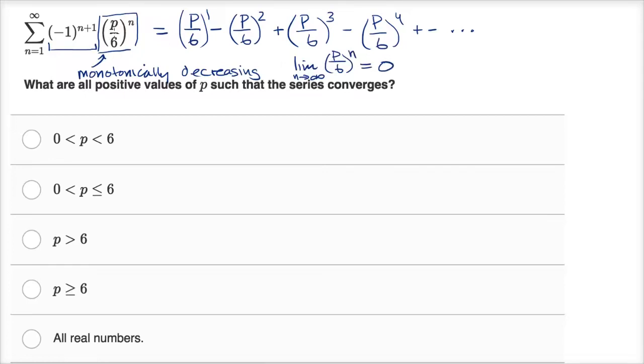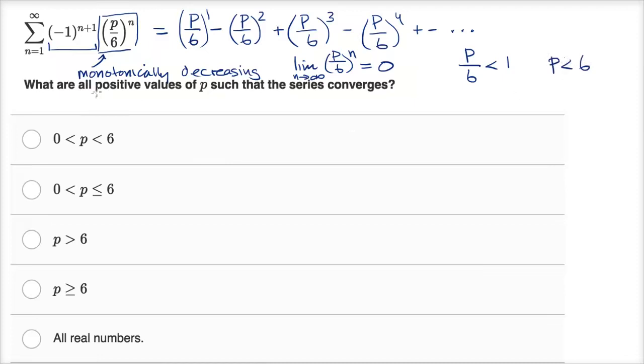Well, to meet either one of those conditions, p over 6 has to be less than 1. If p over 6 was equal to 1, if, for example, p was 6, then we wouldn't be monotonically decreasing. Every term here would just be 1. It would be 1 to the 1, 1 squared, on and on. And if p is greater than 6, then every time we multiply by p over 6 again, we would get a larger number over and over again. And the limit, for sure, would not be equal to 0. So we could say p over 6 needs to be less than 1. And so multiply both sides by 6, and you get p needs to be less than 6.